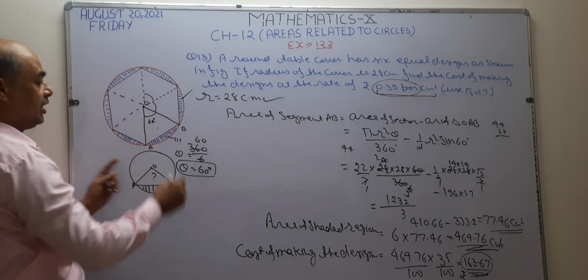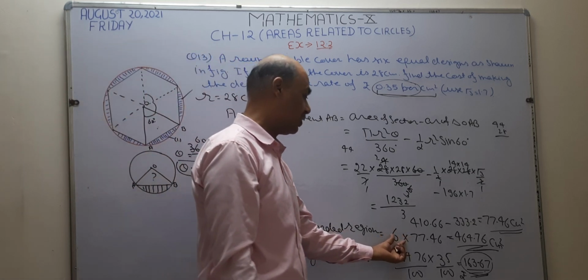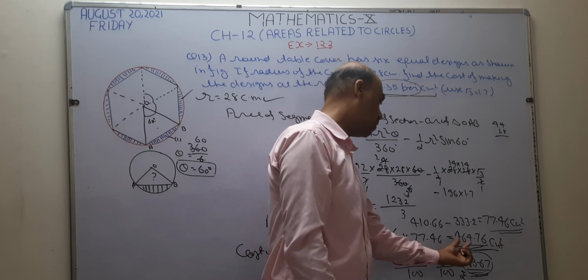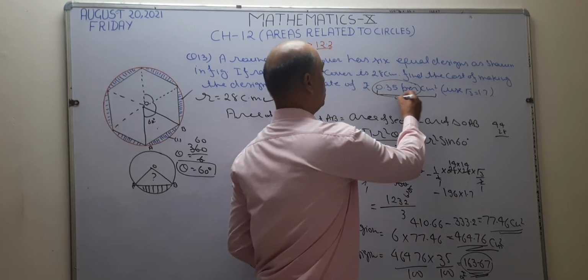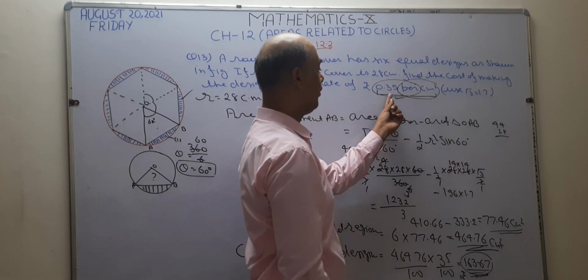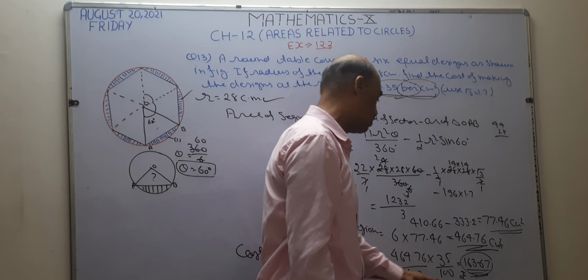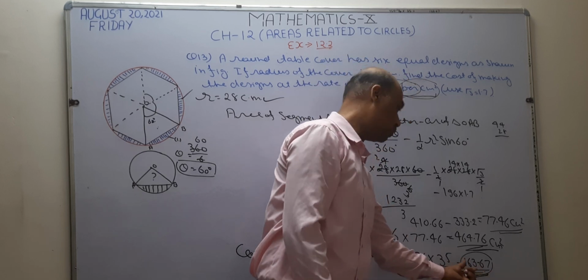How many segments are there? 6 segments are there. So right here, area of shaded region. Multiply it by 6. When you multiply by 6, the answer becomes 464.76. Now in this question you are going to find the cost. The cost per centimeter square is given as 0.35. So multiplied by 0.35, the answer becomes 163.67. This is in rupees. So this is your answer.